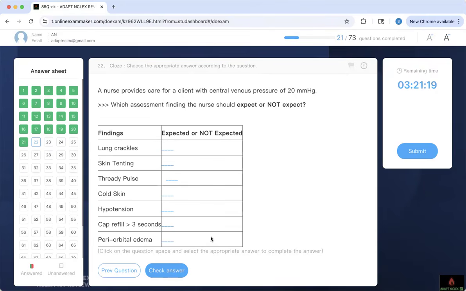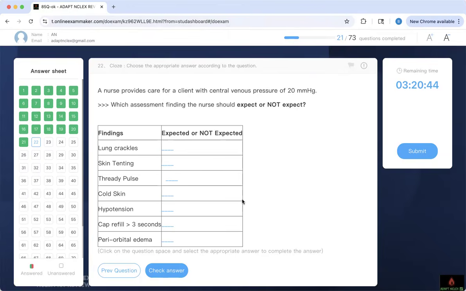I'm not saying you're going to get these questions, but that was the concept I got, and that's the way I create the question. This is asking you about CVP, central venous pressure. Pick your answer, let me know which one is expected or not. But before you answer it, always go for the concept. A CVP of 20 is too high. Your normal CVP is usually very low, within 4 to 8. If you are at 20, that means fluid overload.